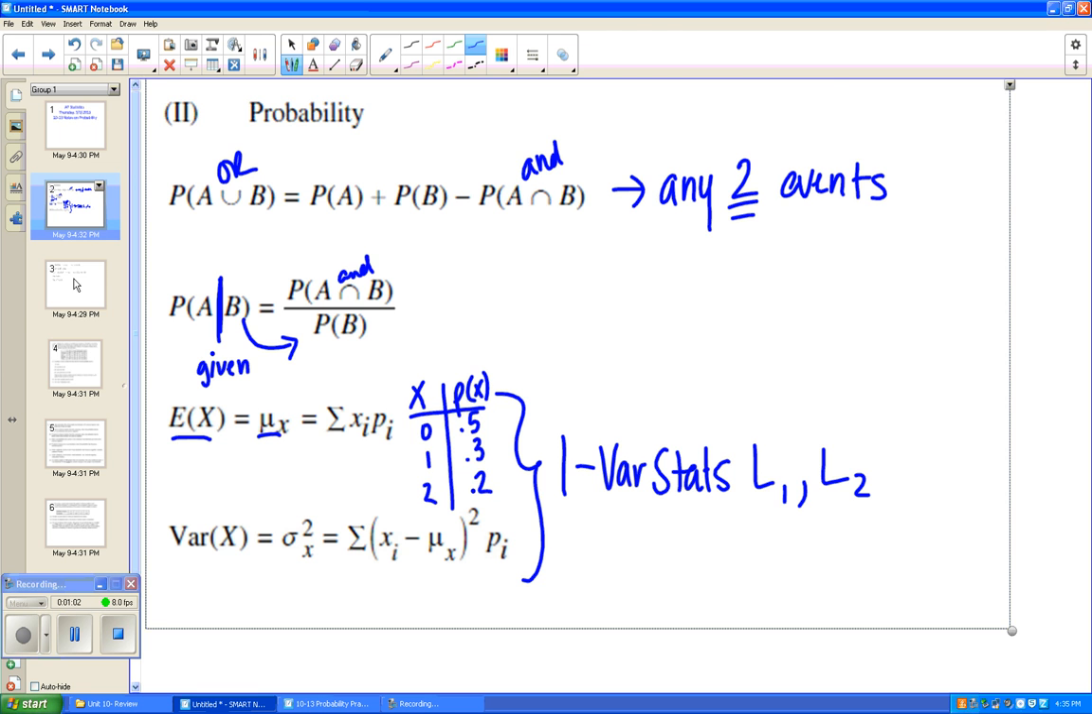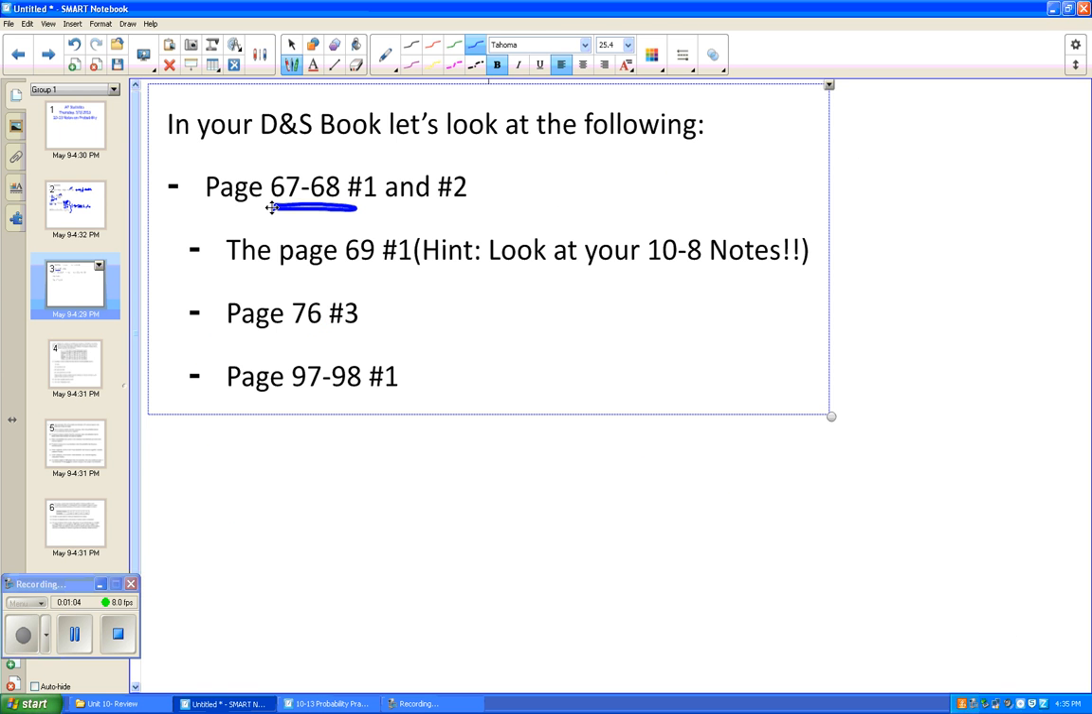So what we're going to do is we're going to work in our DNS book. We're going to start on page 67 to 68. We're going to look at questions 1 and 2. This is a multiple choice question, and this is a free response question, and those will not be covered in this, but you can get the answers in class.